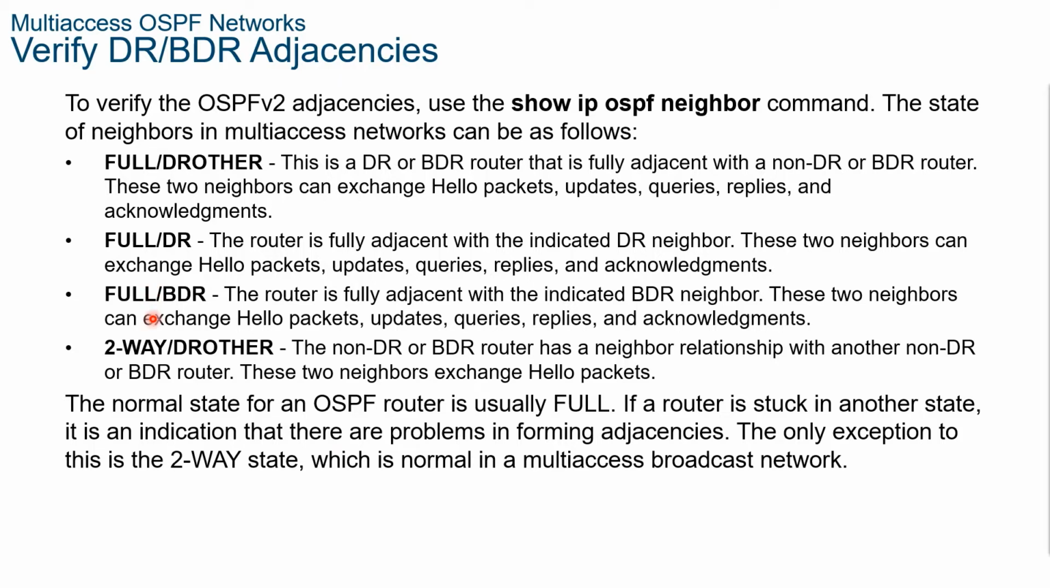All right. So next would be 2-WAY/DROTHER. So the non-DR or BDR router has a neighbor relationship with another non-DR or BDR router. These two neighbors can exchange hello packets. Okay. Now the normal state of an OSPF router is usually full. If a router is stuck in another state, it is an indication that there are problems in forming adjacencies. The only exception to this is the two-way state, which is normal in a multi-access broadcast network. For example, DROTHERs will form a two-way neighbor adjacency with any DROTHERs that join the network. When this happens, the neighbor state displays 2-WAY/DROTHER.